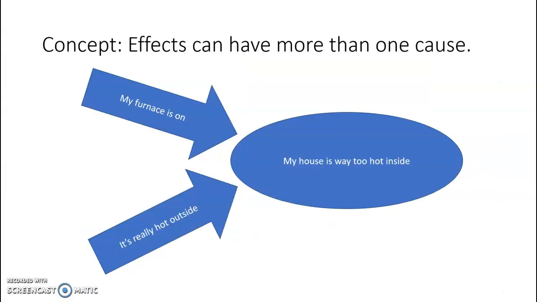Keep in mind, things can have more than one cause. If your house is too warm, hey, maybe you forgot to turn off the furnace, or maybe it's really hot outside and the heat's coming in from outside. There's many possibilities why your house is hot. So don't think that an effect like a hot house has to be from one reason. It could be that it was on fire. You could add another one of these.